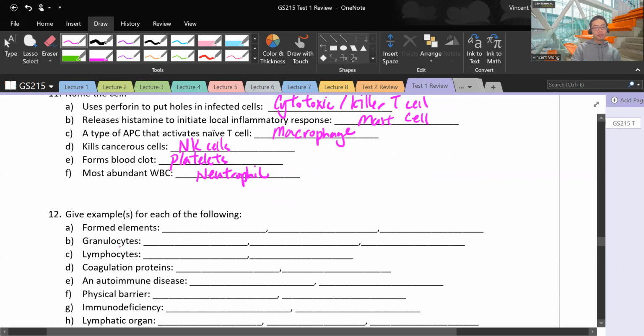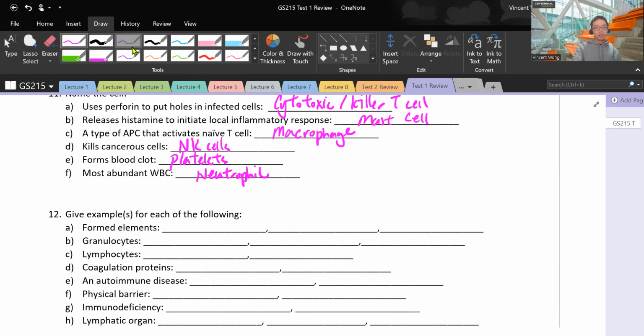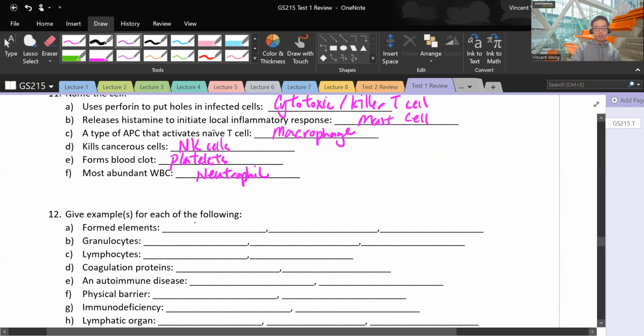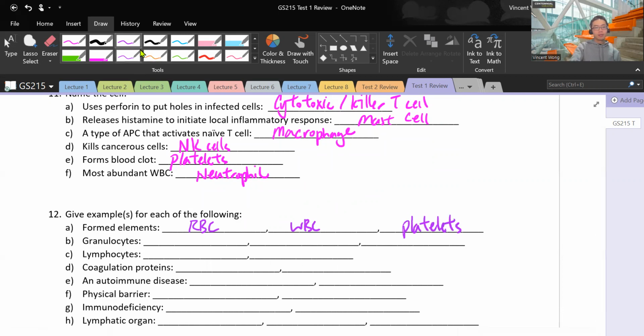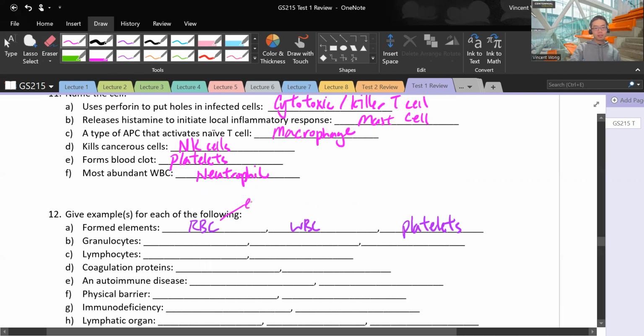Okay, give examples of each of the following. Formed elements, that includes all the cellular components of the blood. So red blood cells, white blood cells, and platelets. And let's write their fancy names as well. Erythrocyte, leukocyte, and this one is a thrombocyte.